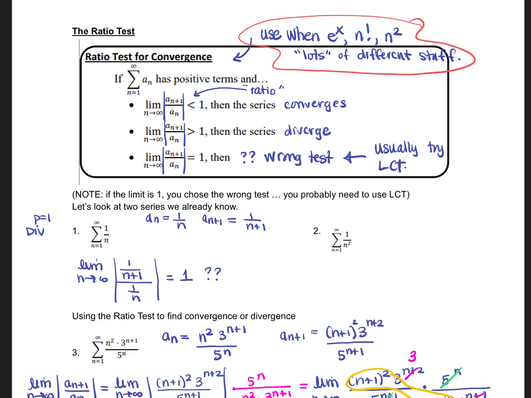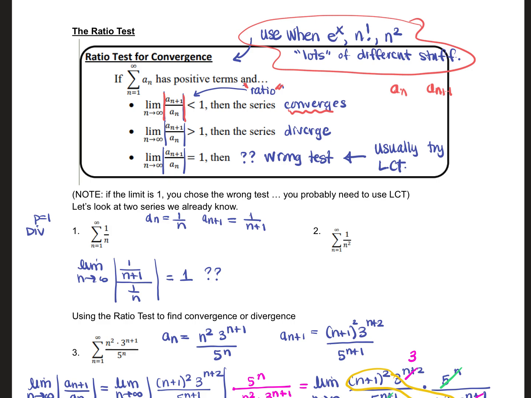consecutive terms, a_n plus 1 and a_n. So a_n is our normal term, a_n plus 1 will be the next term, and we're going to look at the limit of the ratio of those. So basically it's kind of like a geometric ratio, in that we're looking for this to be less than 1 as n goes to infinity, and then it will converge.